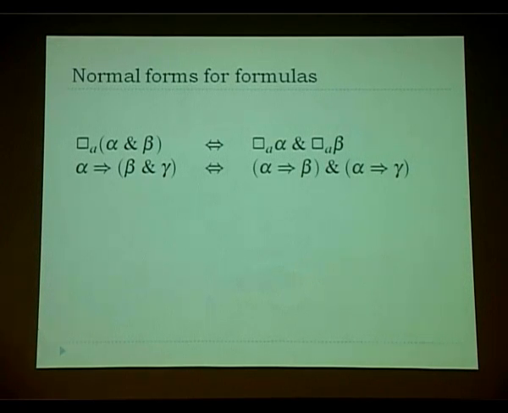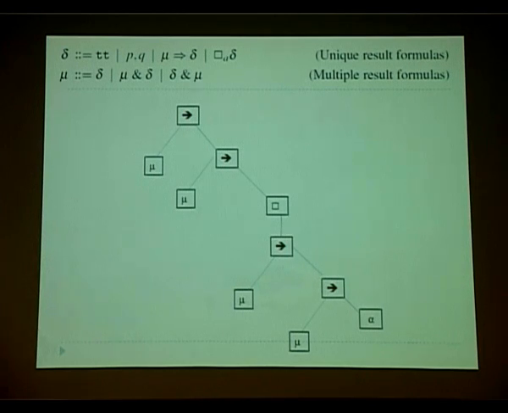So the first piece of this machinery is a very simple study of normal forms. We have distributivity properties for conjunction, so what we do is we split up formulas into what I call unique result formulas and multiple result formulas. A unique result formula is something which looks like the shape which I've drawn there. All that it means is I don't have a conjunction if I go down the right spine of an implication. That's all. And a multiple result formula is just a conjunction of unique result formulas.